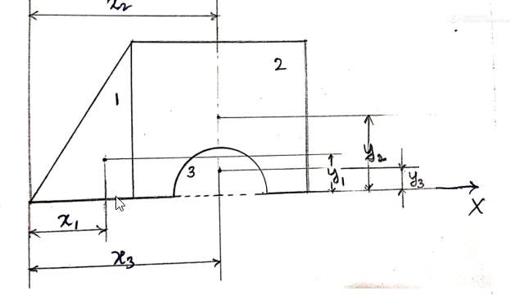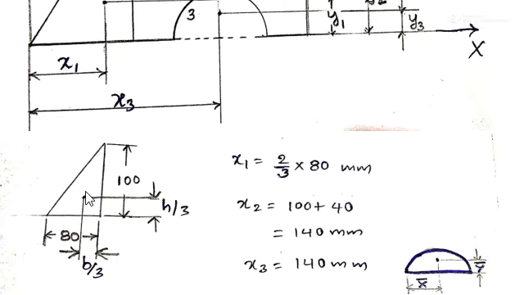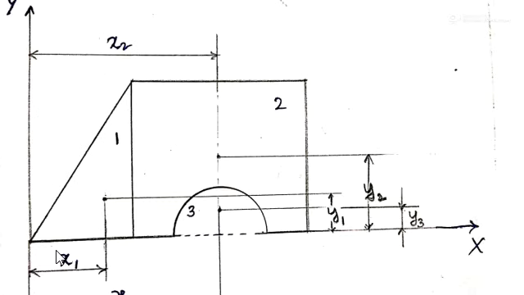So first of all x1. This is a triangle. For this triangle, from the centroid formulas, suppose this is the base b and this is the height h. Then x bar is one third of b from this side. But we are calculating x1, so in this figure it will become x1, and it is from this side.